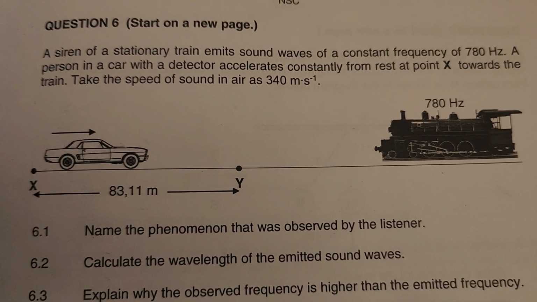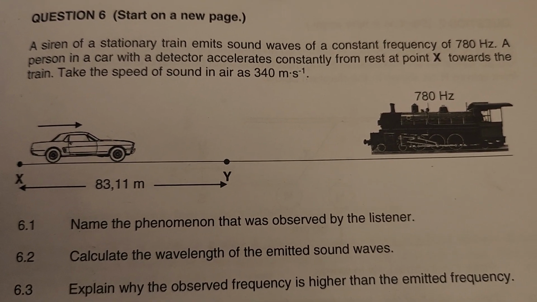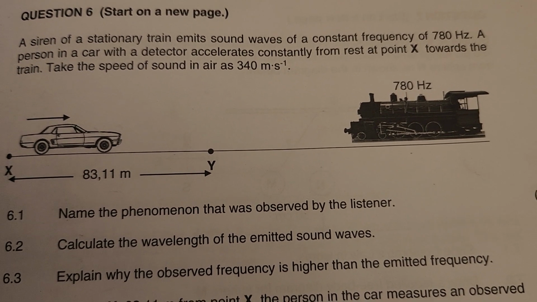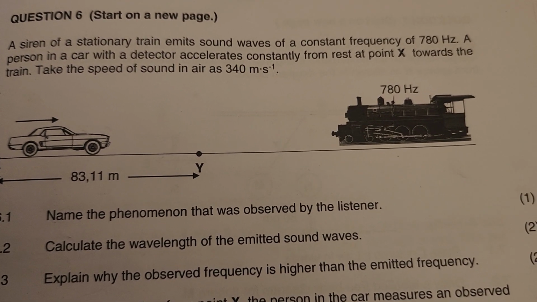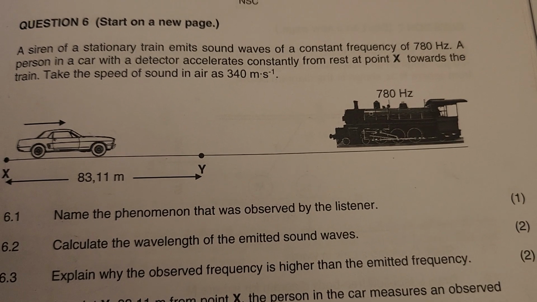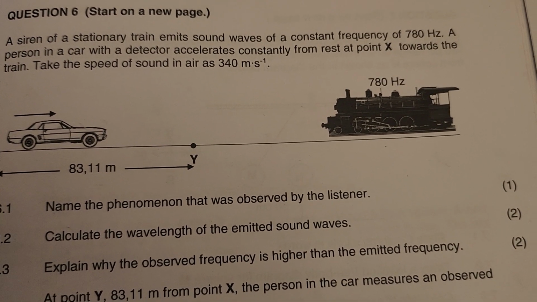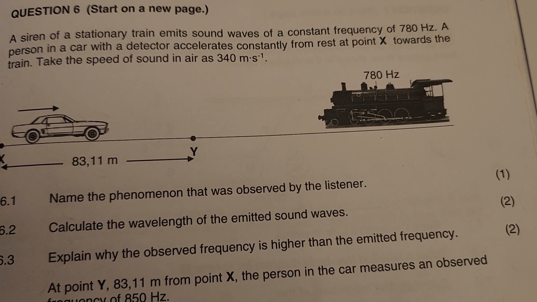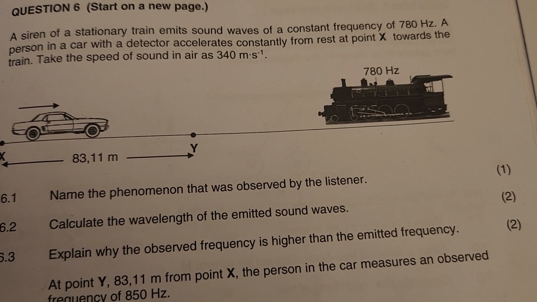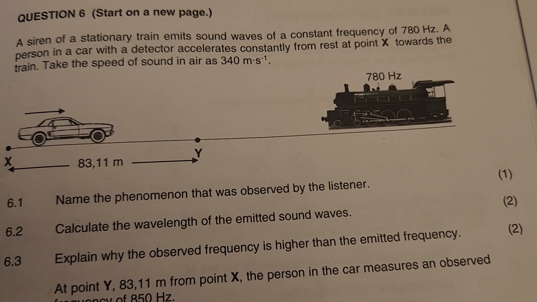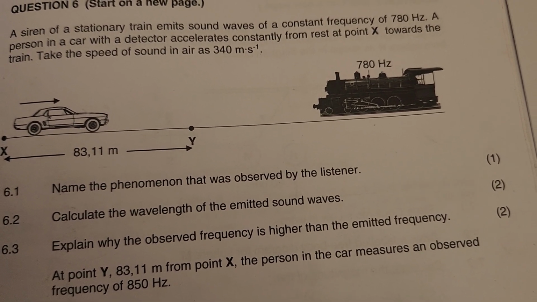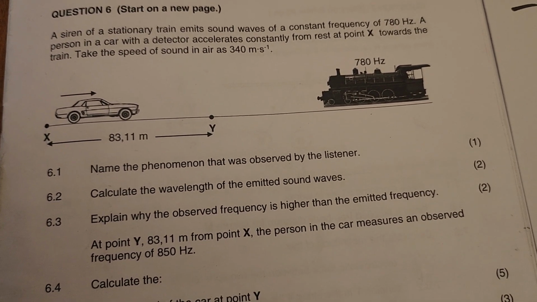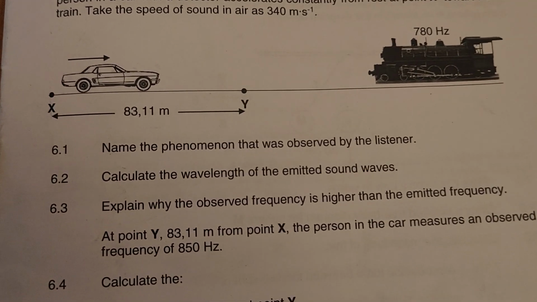They say a siren of a stationary train, the source is stationary in this case, emits sound waves of a constant frequency of 780. Underline it and label it as the frequency of the source. A person in a car with a detector accelerates constantly from rest at point X towards the train. No problem. Take the speed of sound in air as 340 meters per second. Now this is the setup.